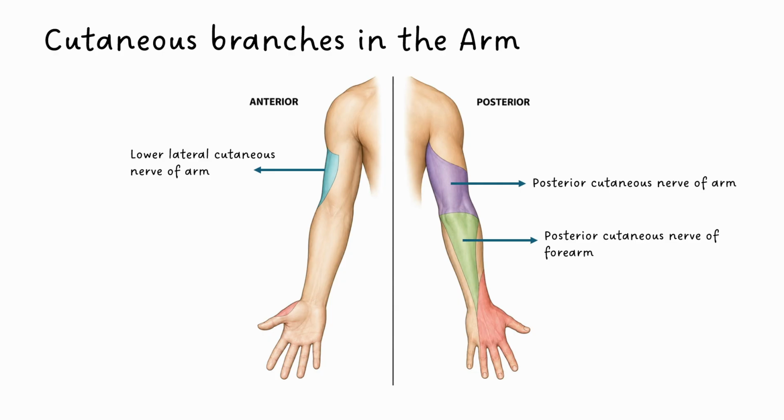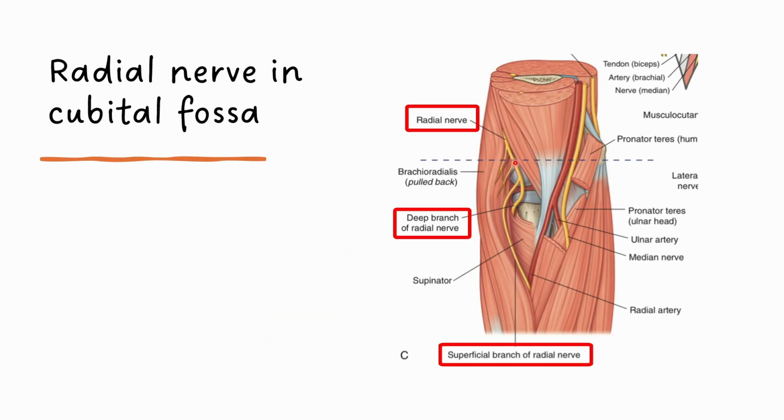The radial nerve then enters the cubital fossa by passing between the brachialis and the brachioradialis, and then between the brachialis and the extensor carpi radialis longus.